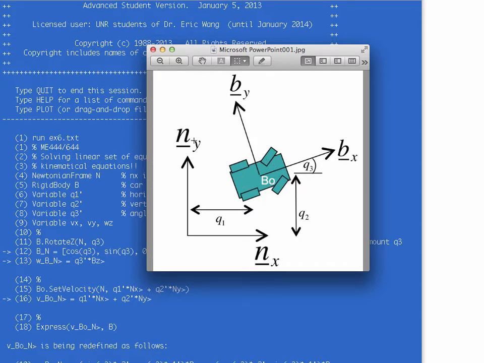In this car, I've got Newtonian referencing nx and ny, and on the car, which I labeled B, rigid body B, I've labeled it bx and by. And so the mass center is bo, and I've got q1 is the horizontal distance, q2 is the vertical distance, and q3 is the angle it makes with the horizontal. So that defines the 3 degrees of freedom for this car as it drives around.